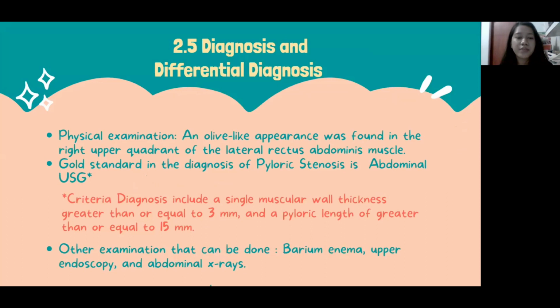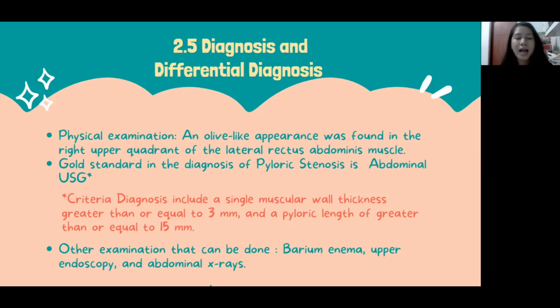When the doctor does the physical examination, an olive-like appearance is found in the right upper quadrant of the lateral rectus abdominis muscles. And the gold standard in the diagnosis of pyloric stenosis is abdominal USG, where the diagnostic criteria should include a single muscular wall thickness of the pylorus greater than or equal to 3 mm and a pyloric length greater than or equal to 50 mm. And when we do this examination, we can also see a target sign or a rounded mass.